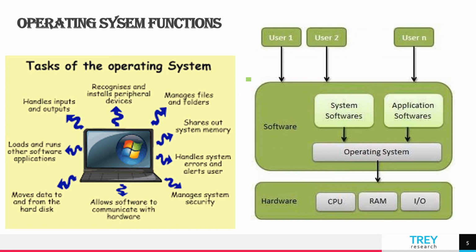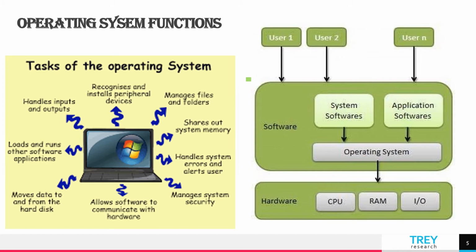We're saying it manages system security. So this is now the security part, and an operating system is responsible for that. You see now how important this operating system is. Without an operating system, we can't do anything here. Okay, so it allows software to communicate with hardware, so they're able to communicate. You plug something into the computer and it is able to respond using an operating system.